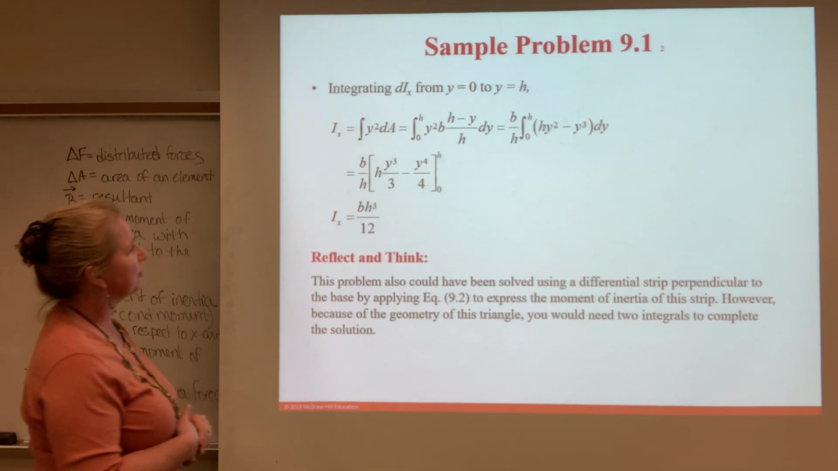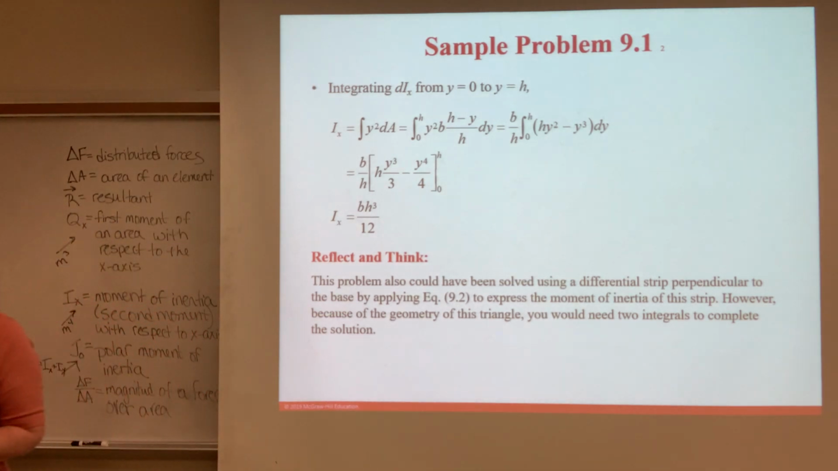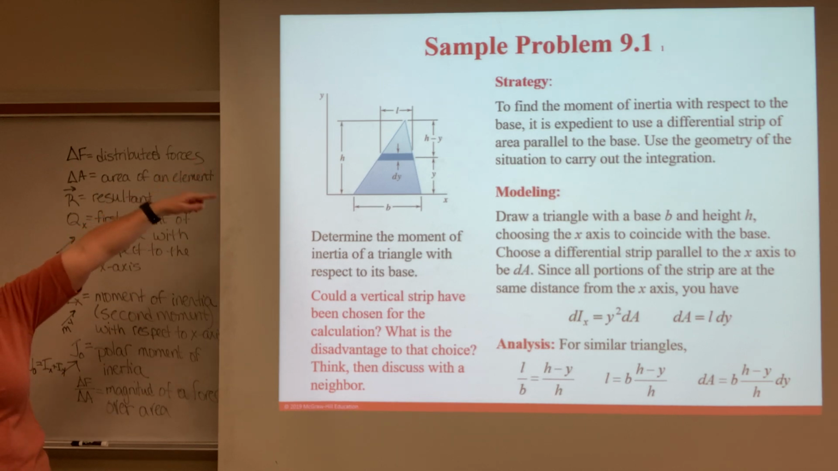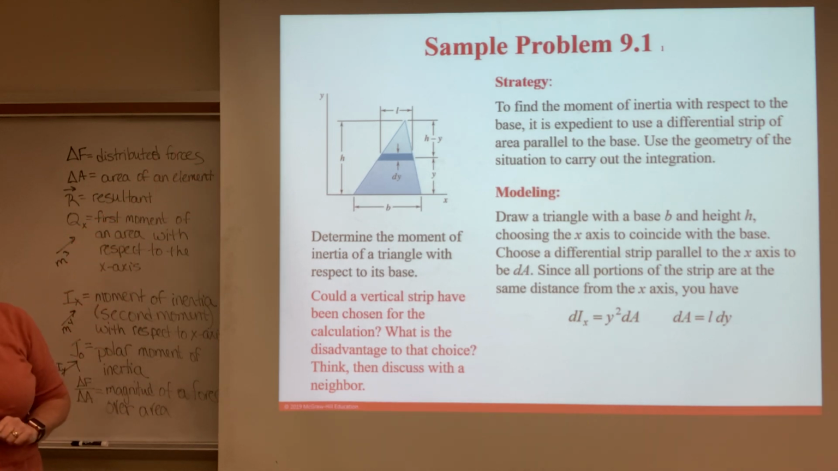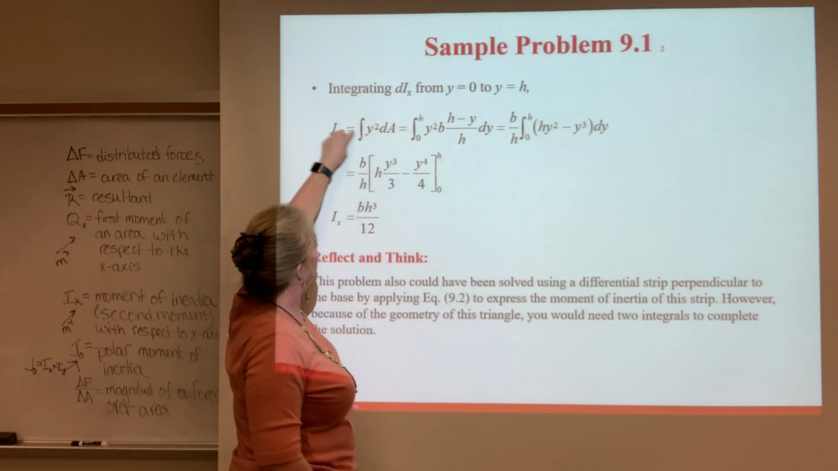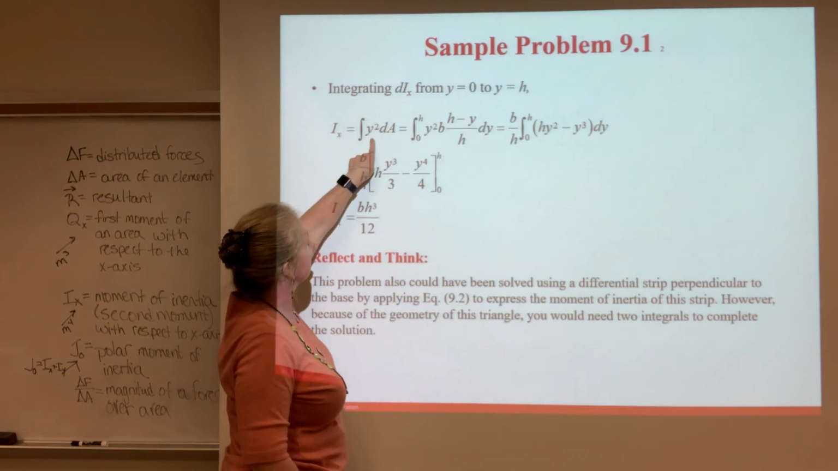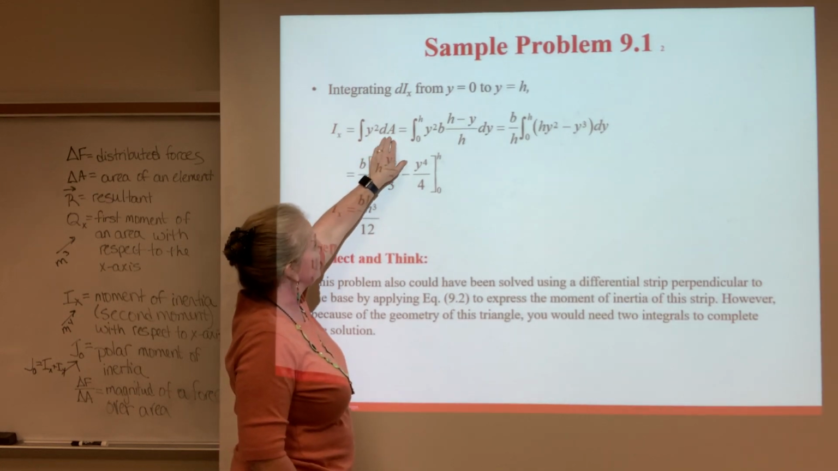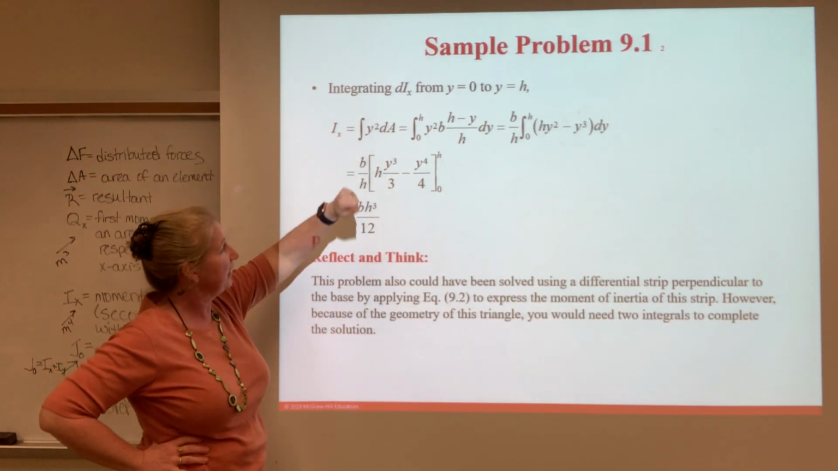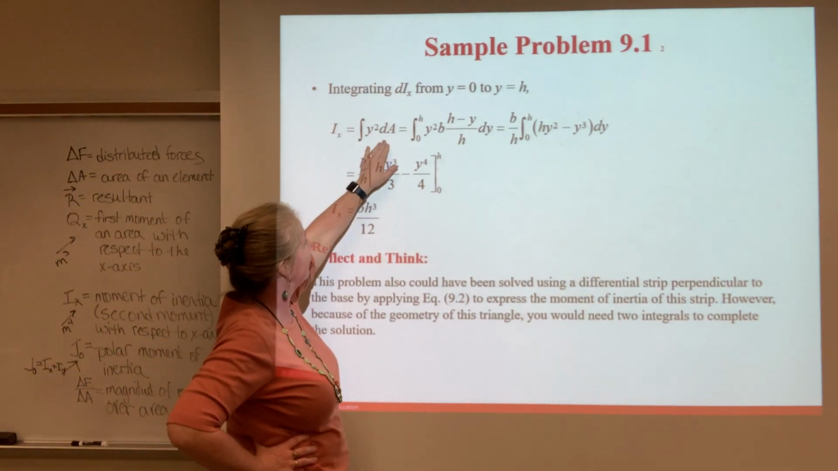So if I integrate from y equals 0 to y equals h, why did I pick those limits? Because this whole triangle goes from 0 to h. Whoops, I went the wrong way. So when I go from 0 to h, that moment of inertia with respect to the x-axis, again, is y squared times dA. That's a given formula that you need to commit to memory. It's okay if you have it on a formula sheet, but you need to lock that one up.